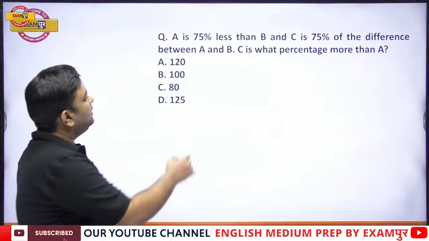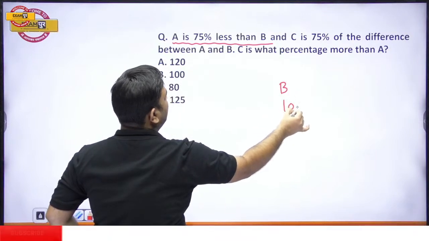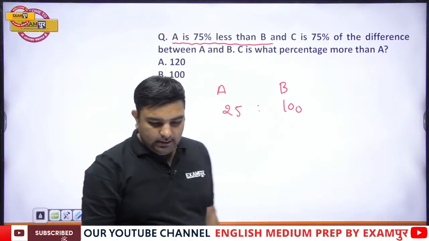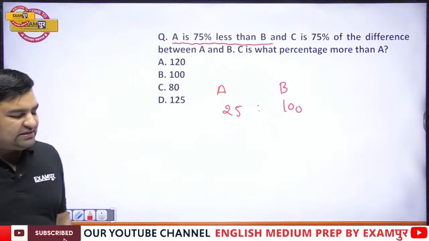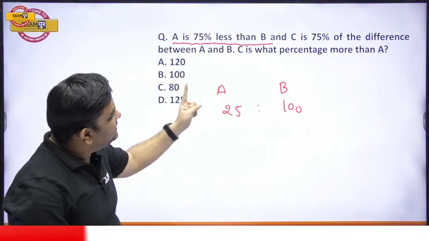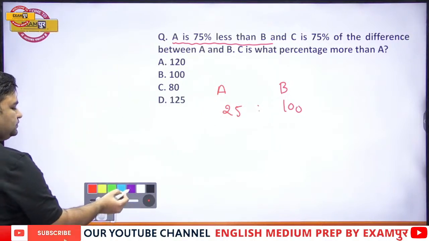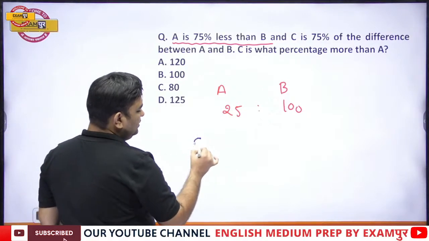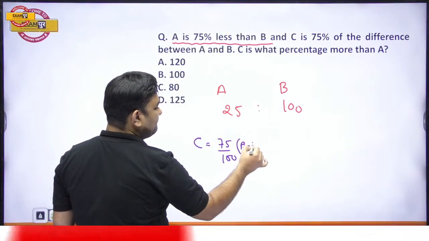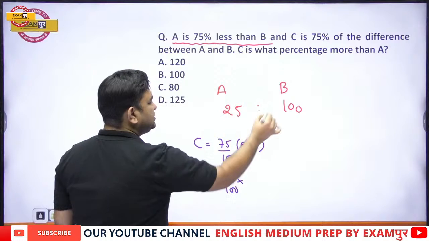A is 75% less than B. Assume B as 100. So A, 75% less, means only 25. C is 75% of the difference between A and B, which is also 75.